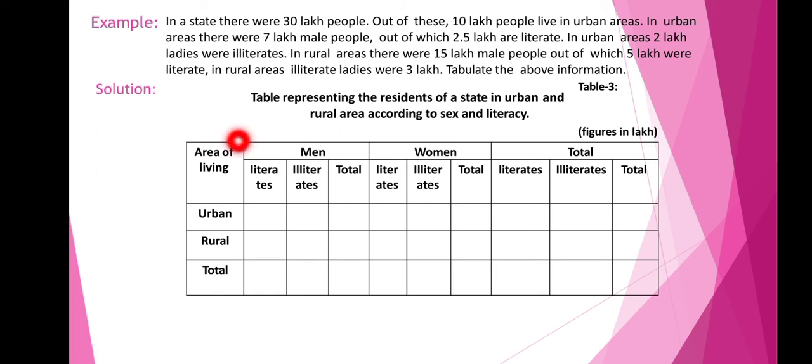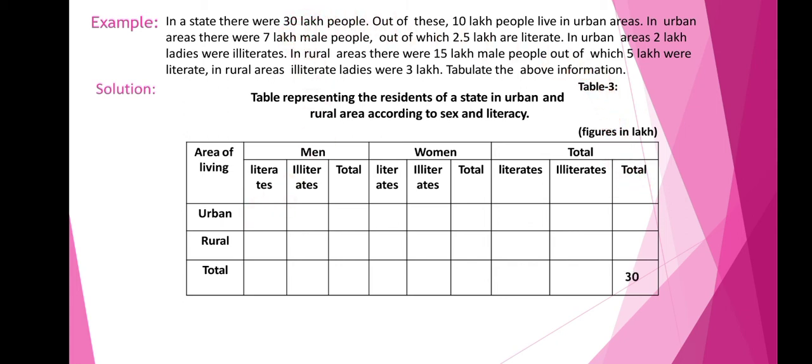One characteristic is area of living, that is urban or rural, and we will also include the total. One more characteristic is men, women and total. Under men we will include literates, illiterates and total. Under women again we have literates, illiterates and total. And in the total again we will include literates, illiterates and total. Now read the question and fill the table.